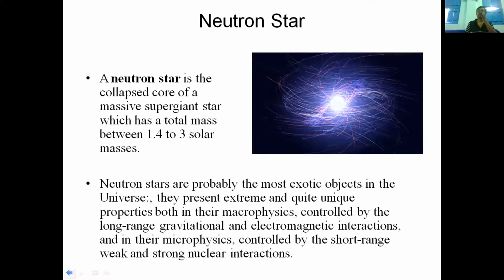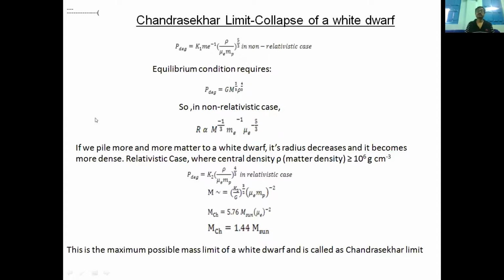Now, before going into the formation of a neutron star, let us have a look at the Chandrasekhar limit, the very collapse of a white dwarf and the beginning of a neutron star. We have seen in the previous session, Rabiul Islam sir told about the equation of state for degeneracy pressure. And it is given as P degeneracy proportional to rho^(5/3) in the non-relativistic case.